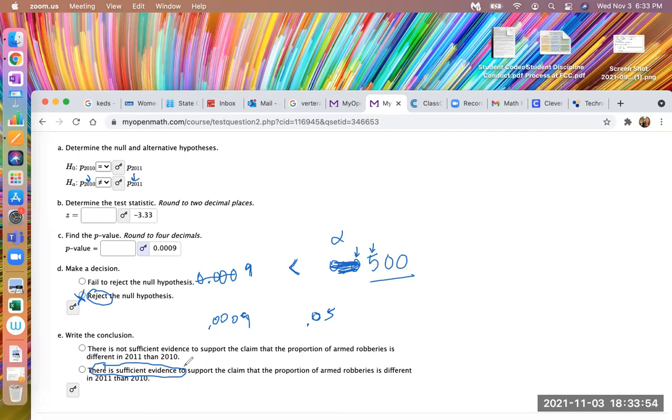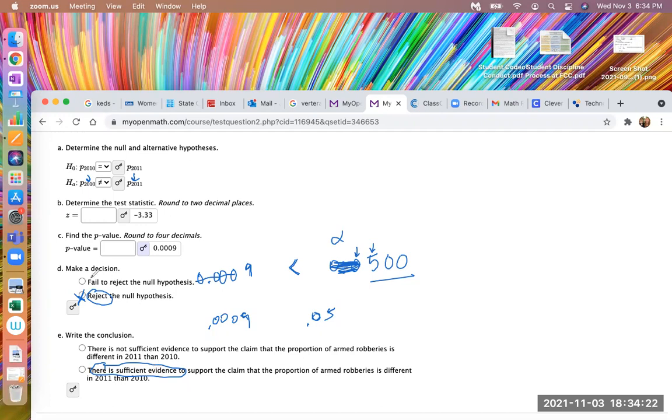Anyways, for this problem, if we reject the null hypothesis, we always say there is sufficient evidence to support the claim that the armed robberies in 2010 are different than in 2011. It's exactly the claim that we wanted to prove. That's what we want to say in this final conclusion.